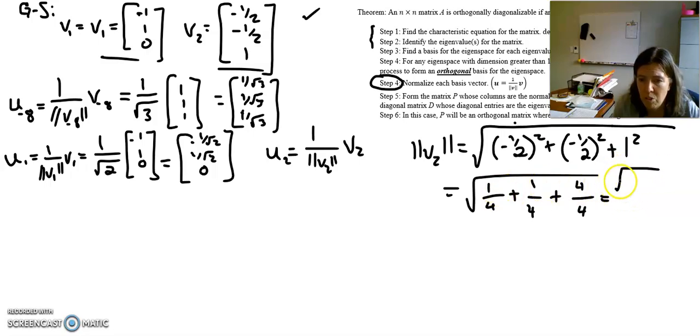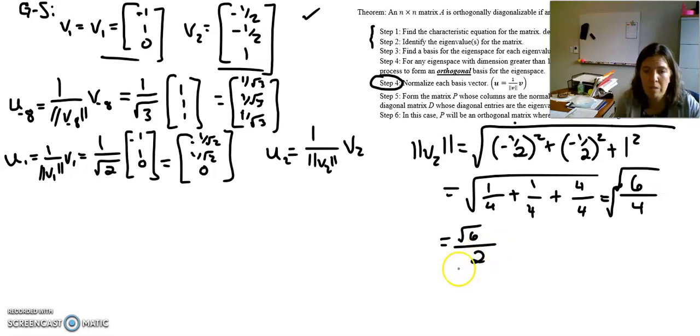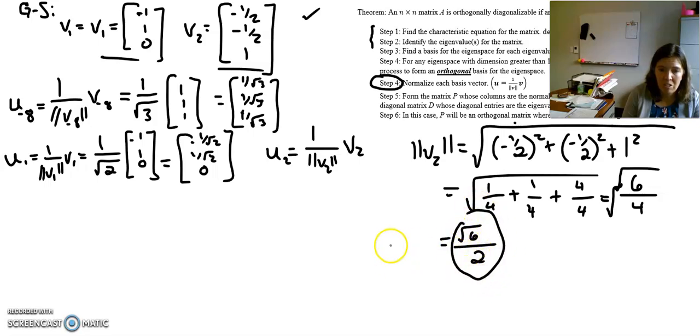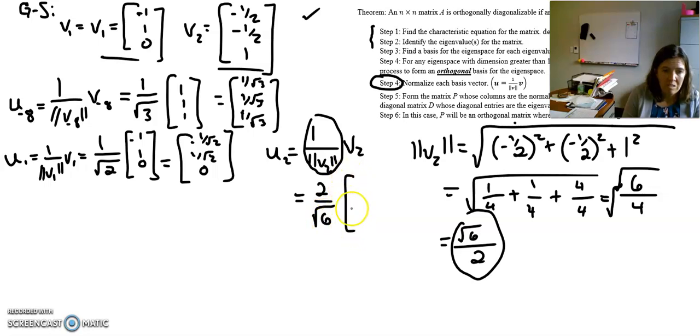1 plus 1 plus 4, so that's 6, over 4 plus 4 plus 4, well, okay, so that's 4. And then we could do square root of the top over square root of the bottom. Okay, so the length of V2 is square root of 6 over 2, so 1 over the length of V2, we want the reciprocal, that'll be 2 over the square root of 6 times V2, which is -1/2, -1/2, 1.